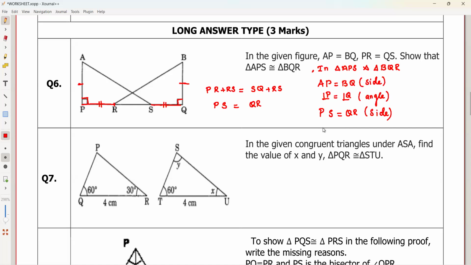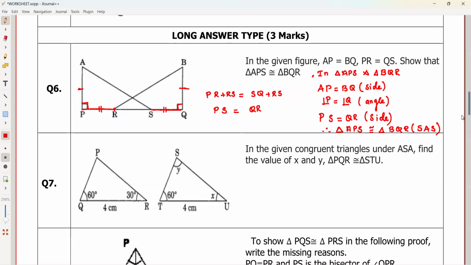Now we can say that therefore, triangle APS is congruent to triangle PQR based on side angle side. Side angle side. Yes, sir.